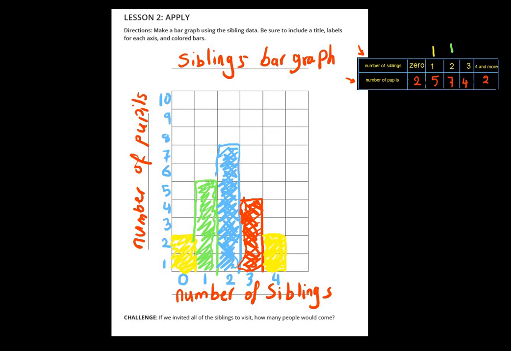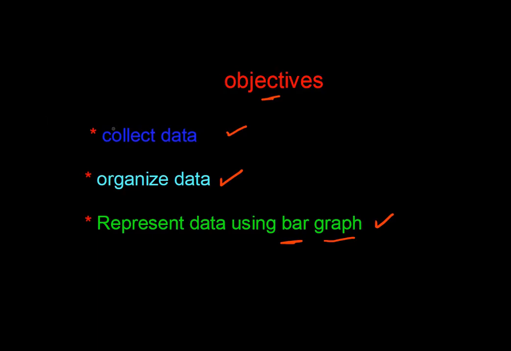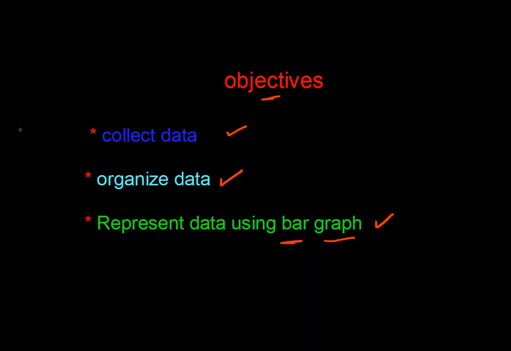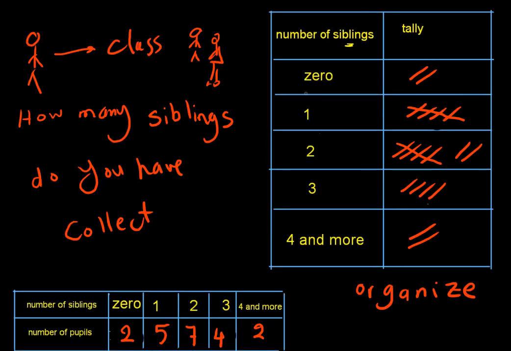What did we learn in this lesson? We learned how to collect data. How to collect data? We ask classmates, we ask brothers, we ask mother. We learn the second objective, to organize this data. We make a table and write numbers. In the first line we say number of siblings, here number of pupils, and I write down the number of siblings and how many children have them. Okay, this is organizing data.